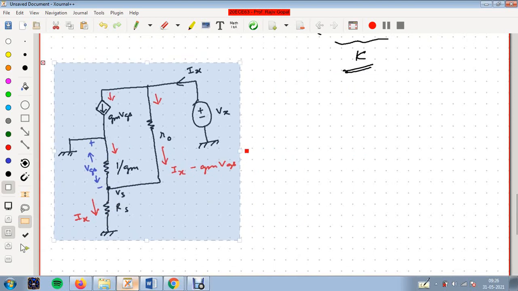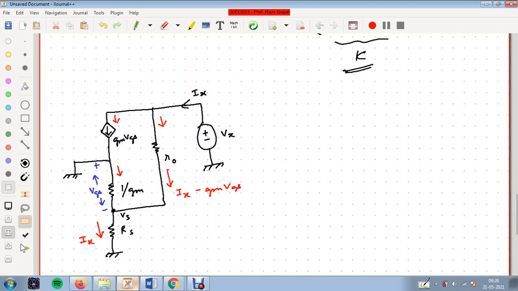Paste it here. Now I want to calculate what is Rin. So I don't need all this. I'll remove this.